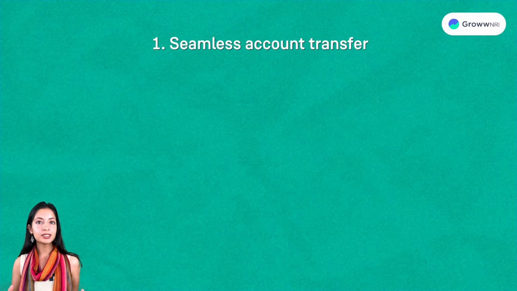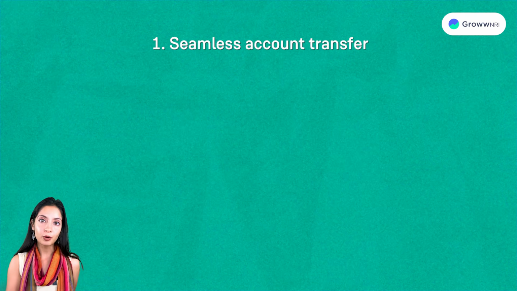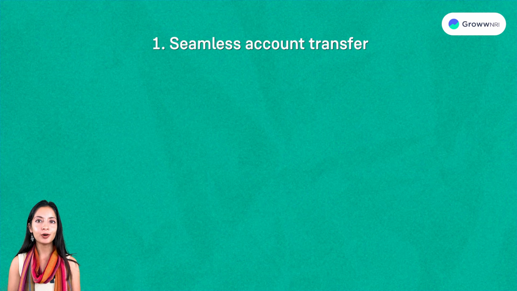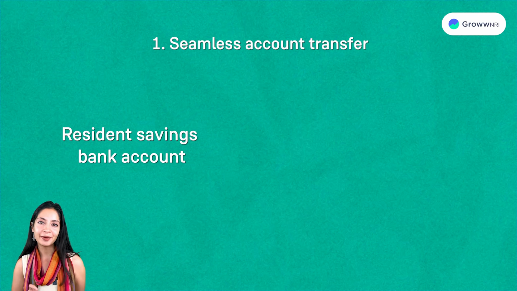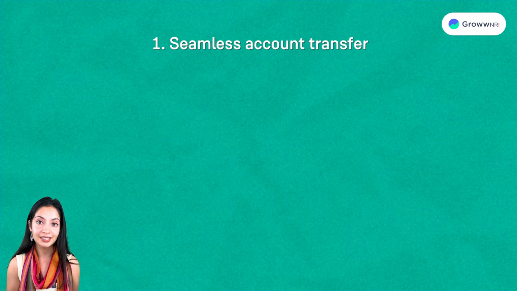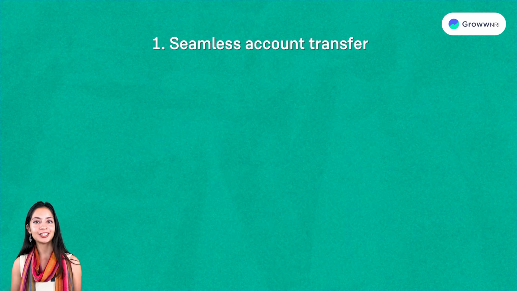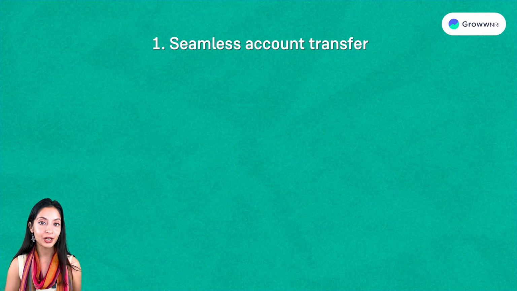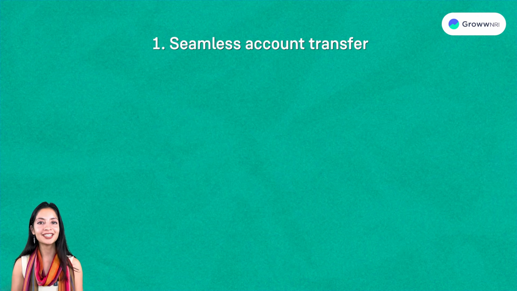So how it works is converting your resident account to an NRO account doesn't involve closing your existing account and opening a new one. All you need to do is provide the required documents to your bank, fill out a form and that's it. Your resident savings bank account will be converted to an NRO account and the balances from your savings account will be automatically transferred to your NRO account. The best part is that your bank account number, your checkbook, your internet banking login ID and password, all of these things remain the same even after you switch to an NRO account.